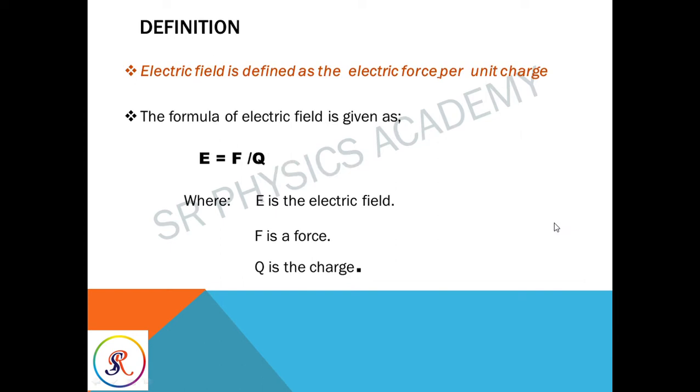So electric field is defined as electric force per unit charge. The electric field symbol is E, the electric force is F, and the charge symbol is Q. So E is the electric field, F is the force, Q is the charge. That means the definition of electric field in physics is the electric force per unit charge.